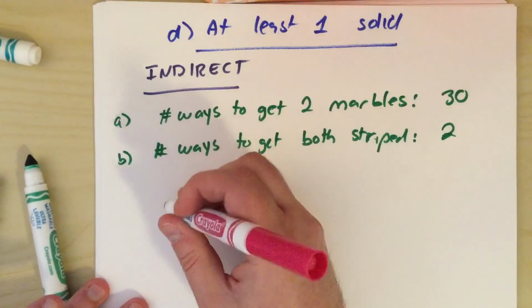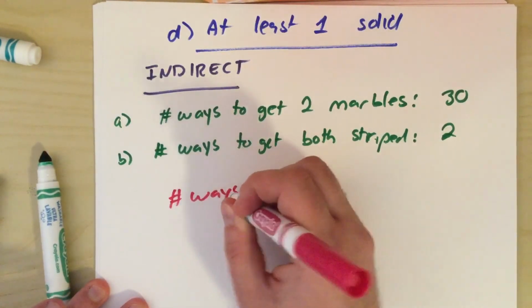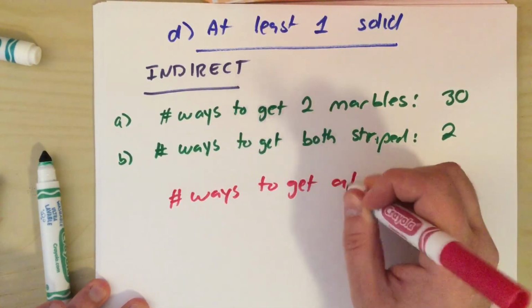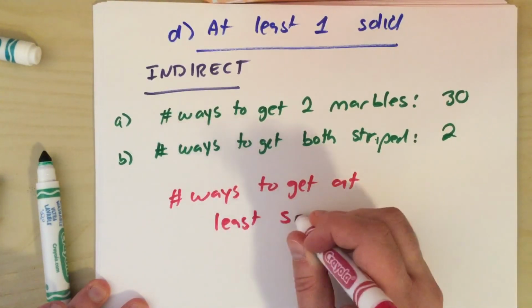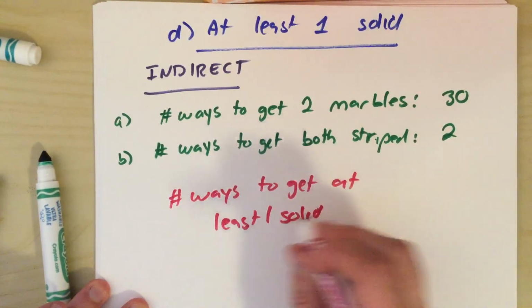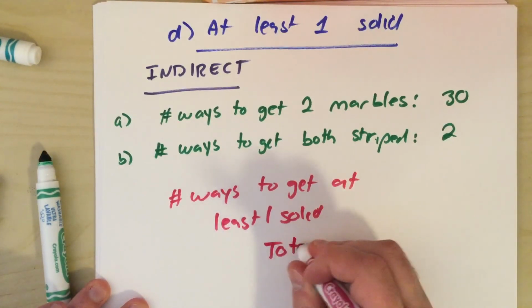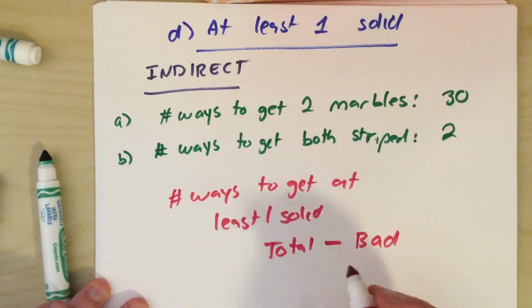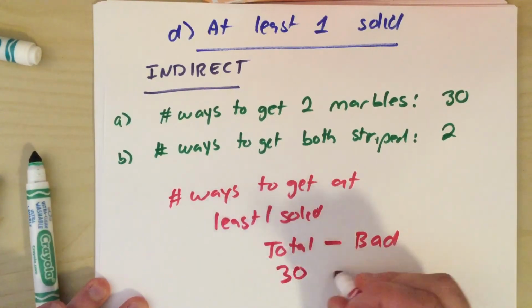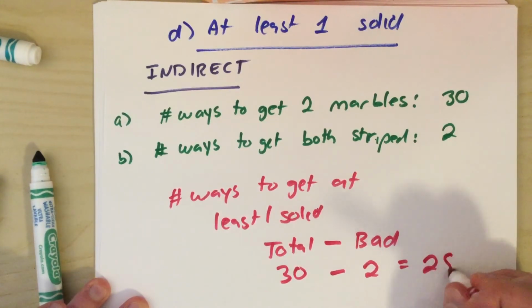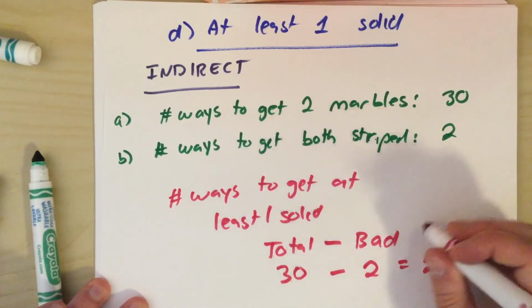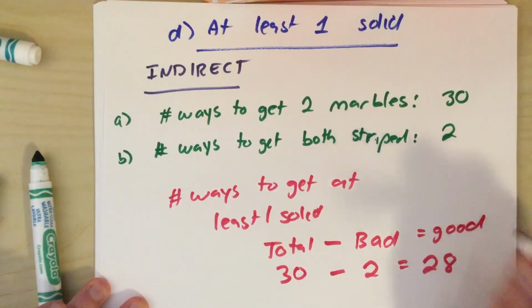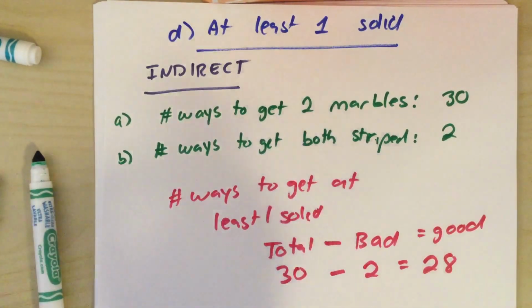So the number of ways to get at least one solid is going to be the total number of ways minus all the ways that don't work. I'll call those the bad ways. They're not morally bad, they just don't happen to work for this. So it's going to be 30 minus 2, which is 28. So the total minus bad equals the good, and that's what we're going to call the indirect way of calculating things. And that gave us the same answer. So we have 2 ways, direct and indirect, and both give us the same answer.